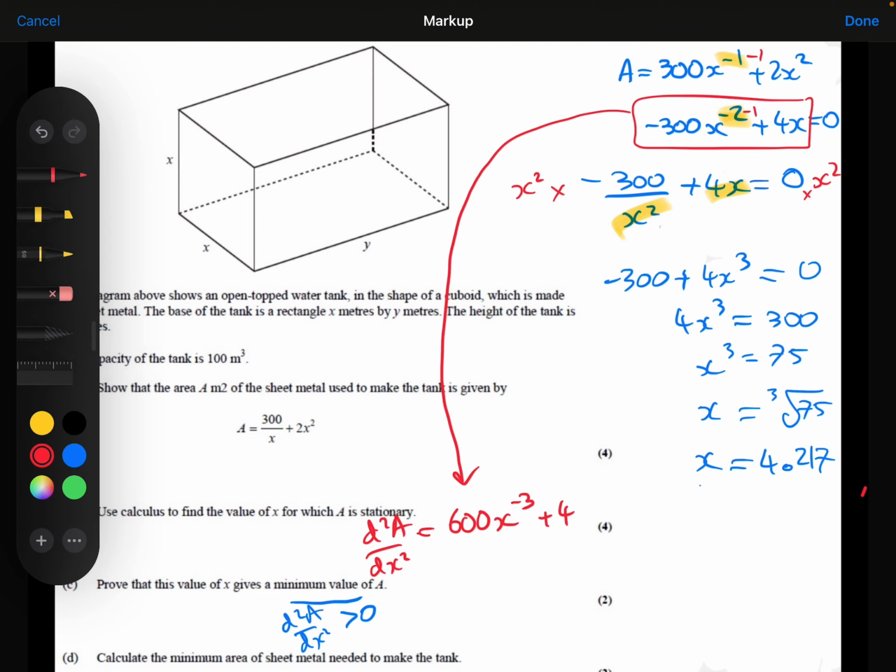And I need to show that when x is 4.217, this is positive. So if I now do 600 times 4.217 to the power minus 3 plus 4, if I type that into my calculator, I do find that it's a positive number, and I can then say, therefore, a minimum. And that's part C of the question done.